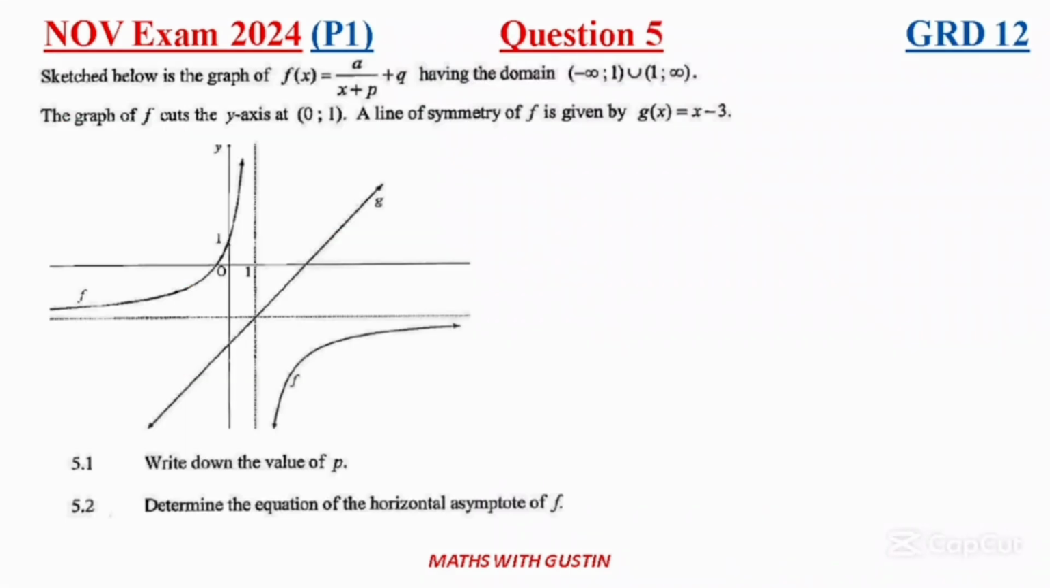What's up, guys? Welcome back. This is question 5. Now let's have a look at what this question 5 is saying. It's saying sketched below is the graph of f(x). We can already see that it's a hyperbola.